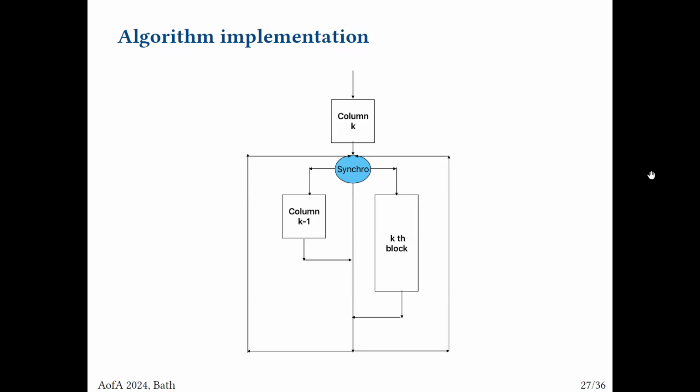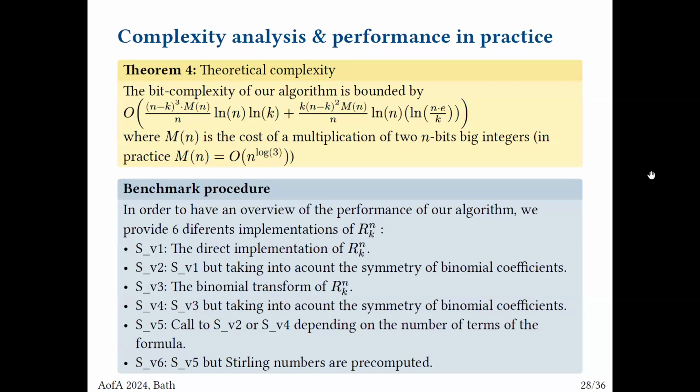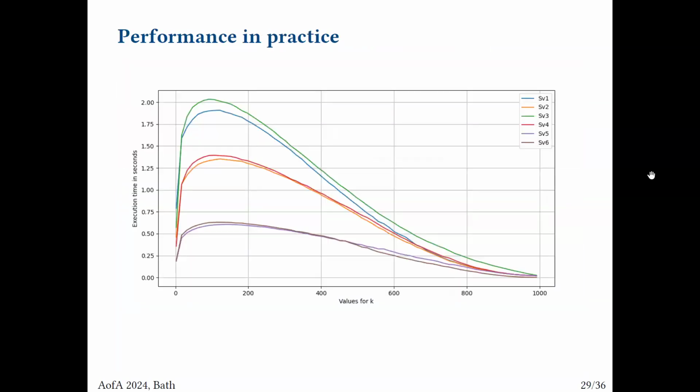The fact that we need less time to compute the k-1 column allows us to not wait before making a recursive call. So we can keep the time efficiency of precalculation while keeping the memory efficiency of explicit computation of the Stirling numbers of the second kind. Here you have the theoretical complexity of our algorithm, and we benchmarked the algorithm, providing 6 different implementations in order to obtain these curves.